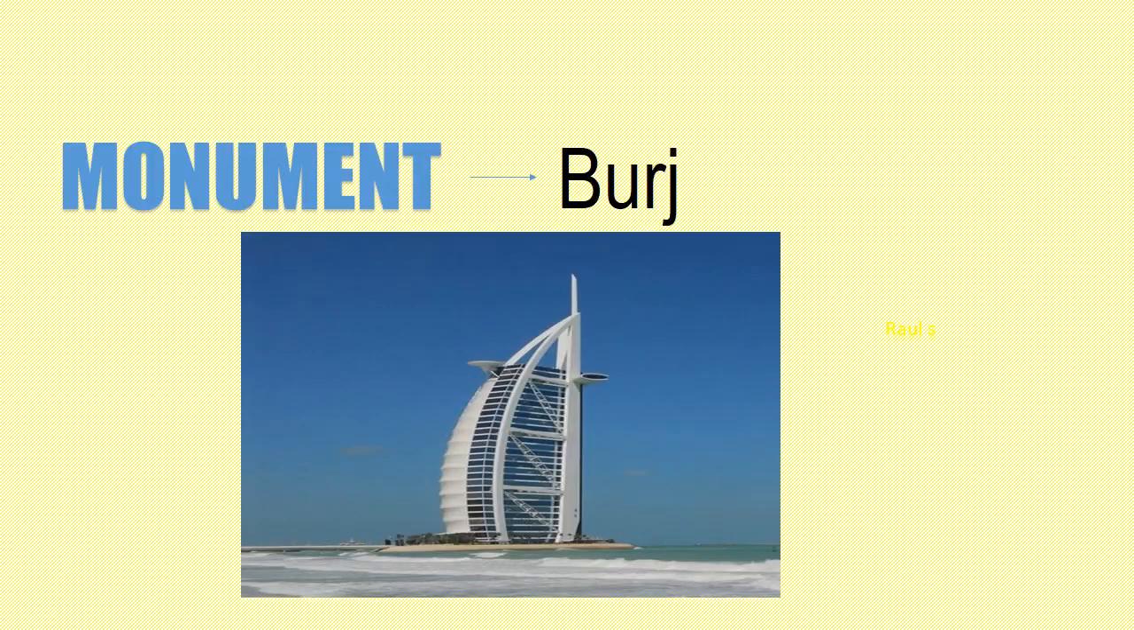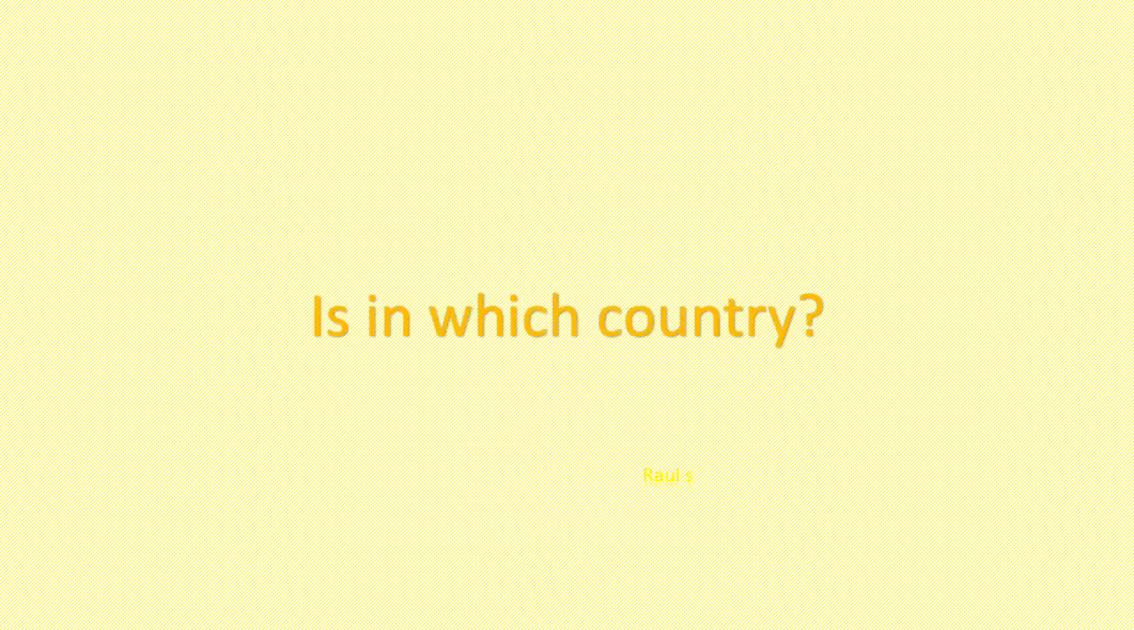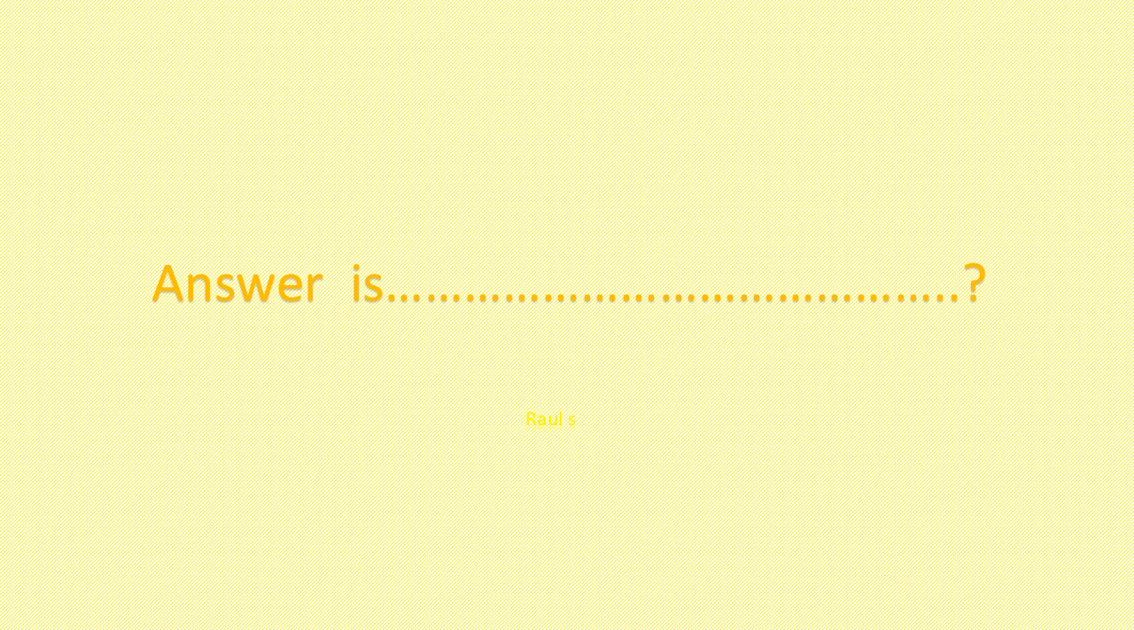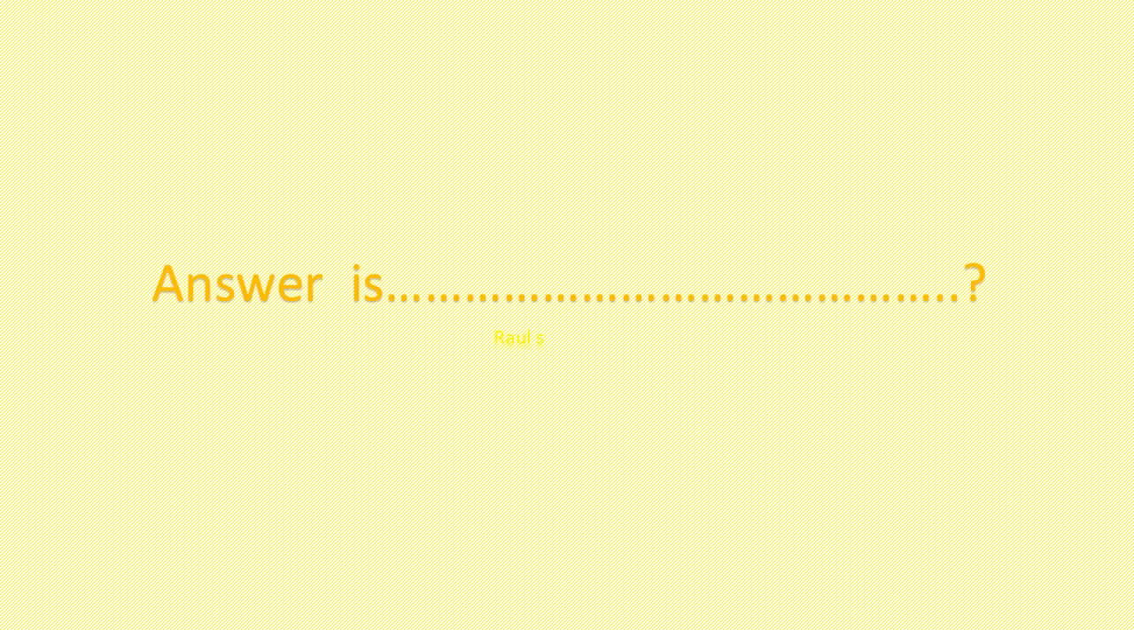Monument: Burj Al Arab Hotel is in which country? Answer is Dubai, UAE. Monument: Brandenburg Gate is in which country? Answer is Berlin, Germany.